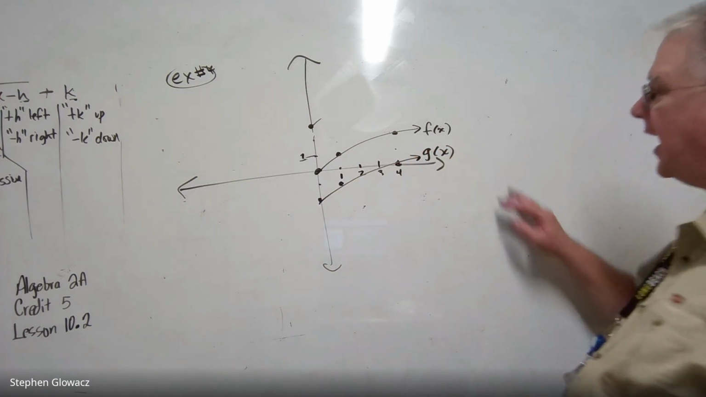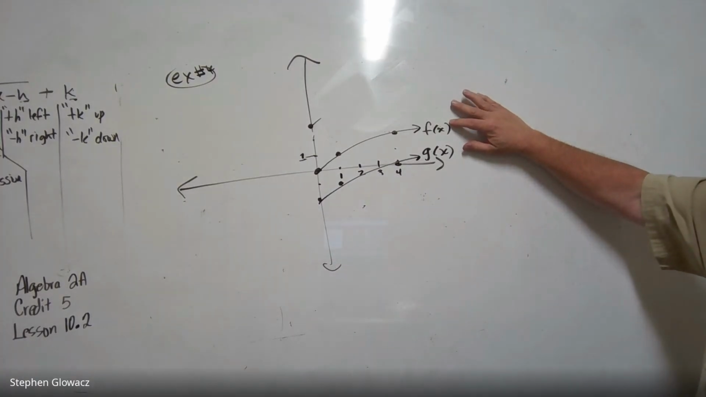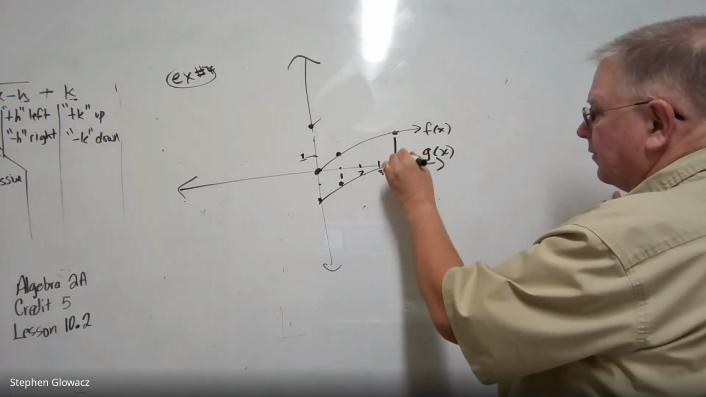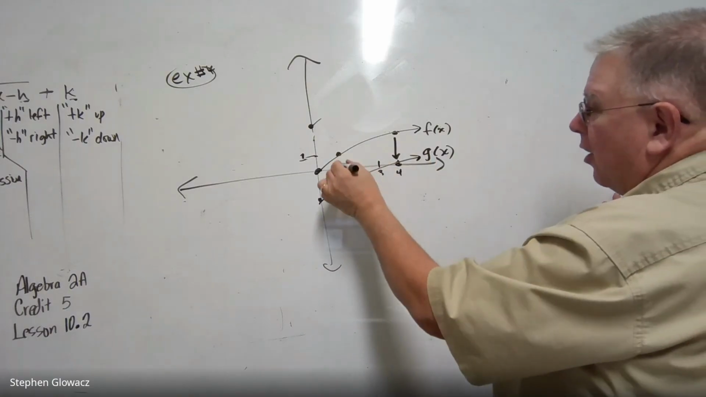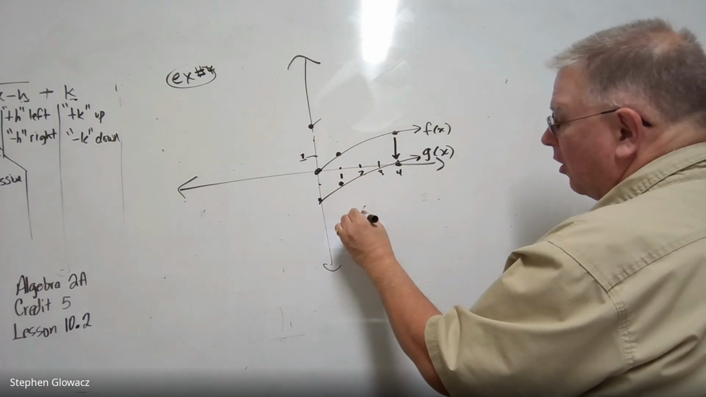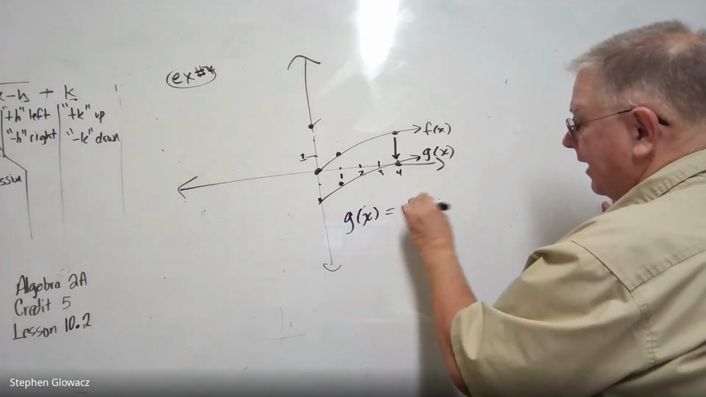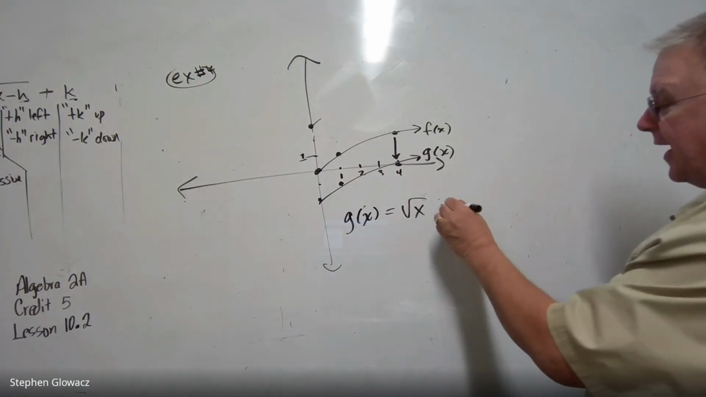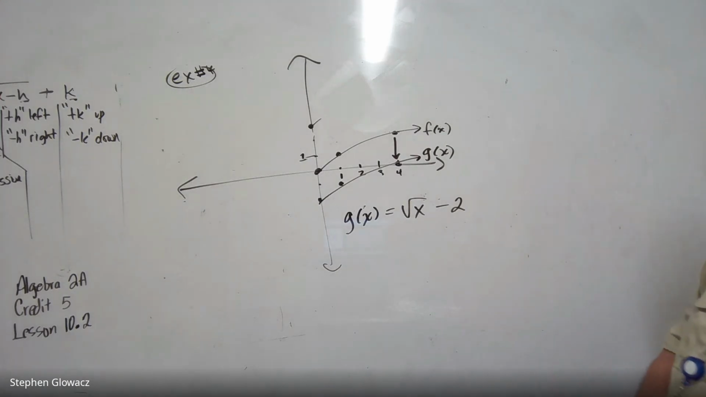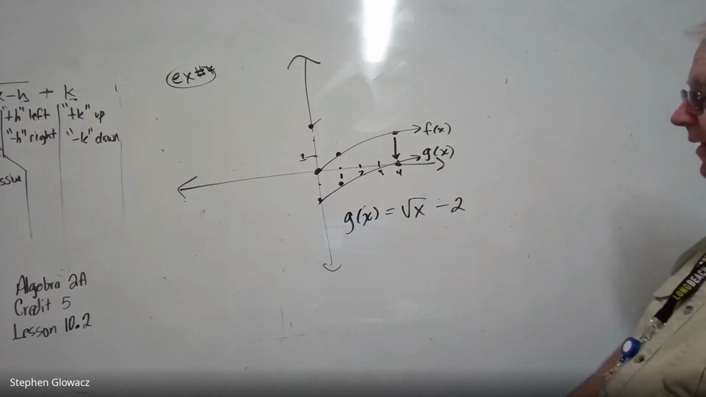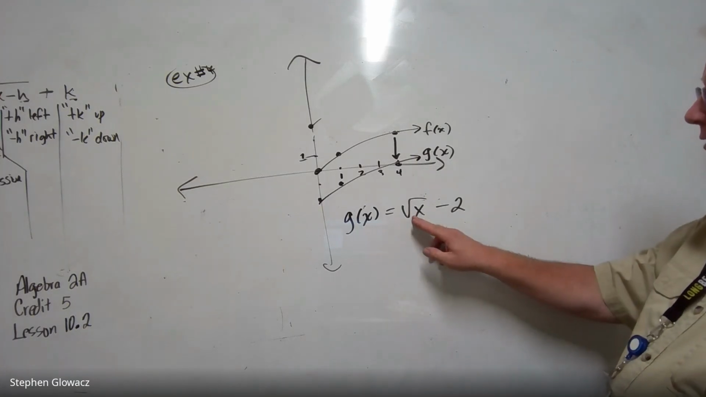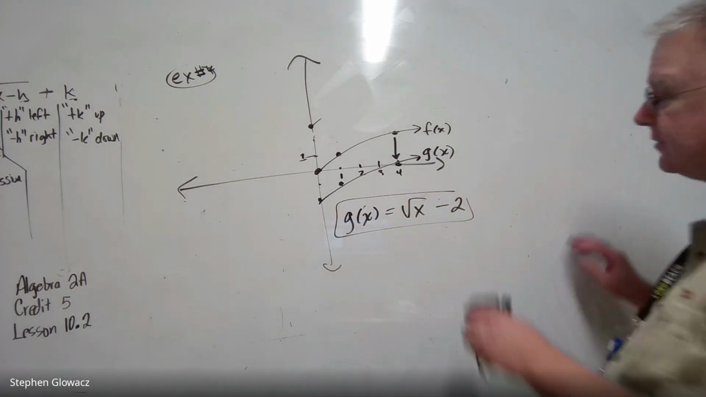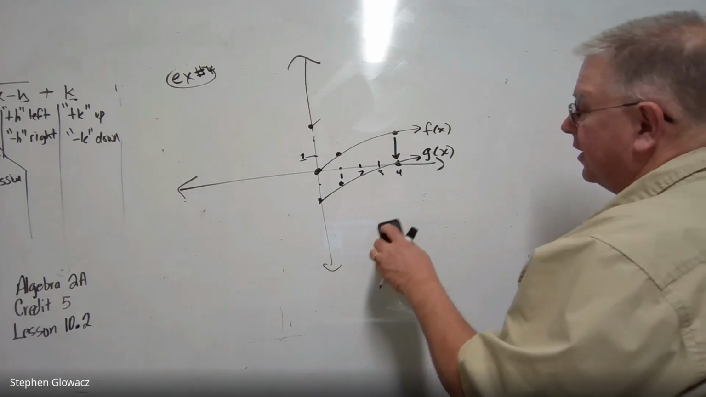All right, so now this time to go from the parent function f of x to g of x, we're going down. And it looks like we're going down 1, 2 units. So our g of x function would be our parent function square root of x. And then we're going down, so that would be outside the radical, minus 2. So g of x equals square root of x minus 2 would be the answer that we'd be looking for. All right, so that is our examples for number 4.